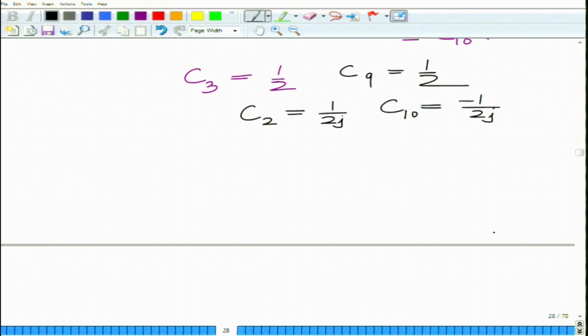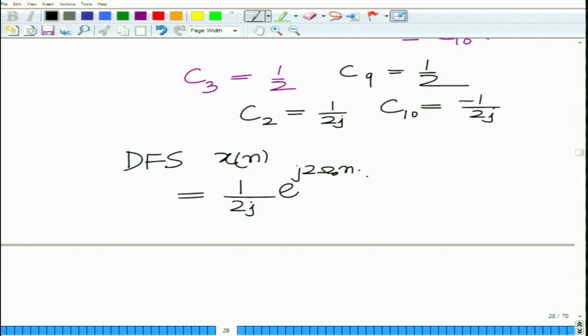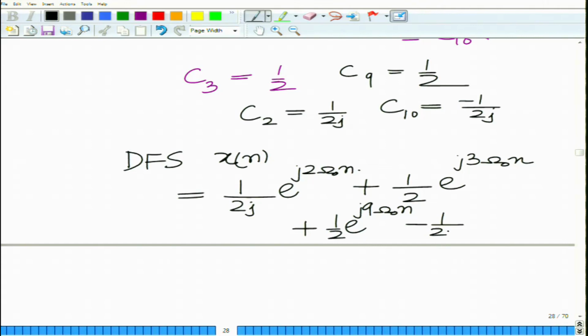Okay, and therefore, I can write the signal as the discrete Fourier series representation x[n] as C2 e raised to j 2 omega naught n, plus C3, that is half, e raised to j 3 omega naught n, plus C9, which is half, e raised to j 9 omega naught n, plus C10, which is minus 1 over 2j, e raised to j 10 omega naught n.